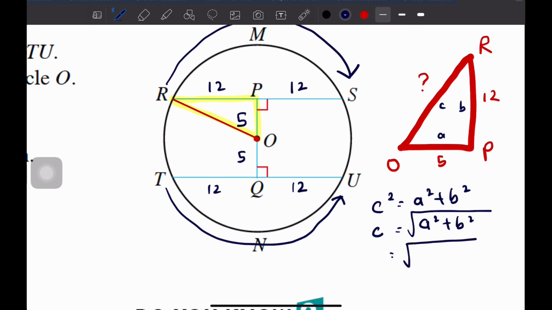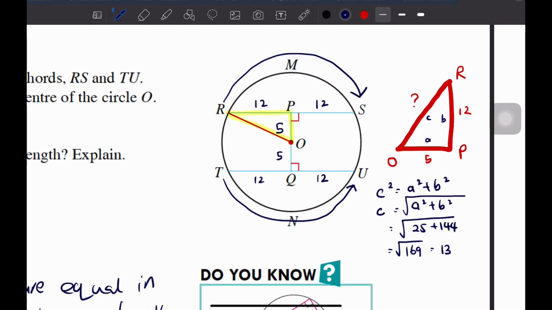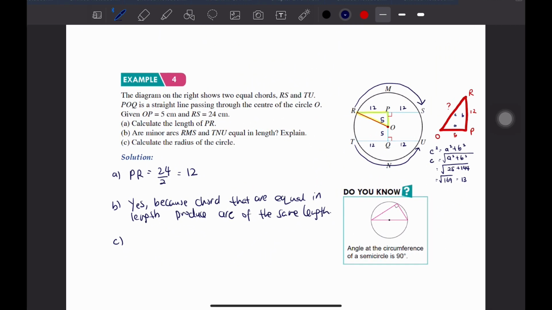What is the value of A? A is 5, so 5 square is 25 plus B. What is B? 12. 12 square is 144. So 144 plus 25 is 169. So the square root of 169 is 13. So we know that OR is equal to 13. You can transfer this calculation over here, because I don't have enough space over here.